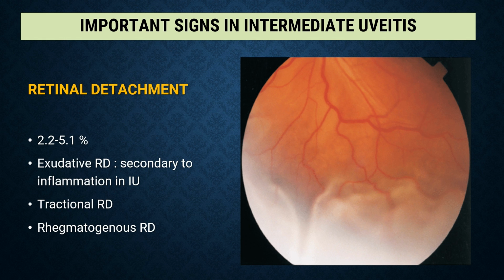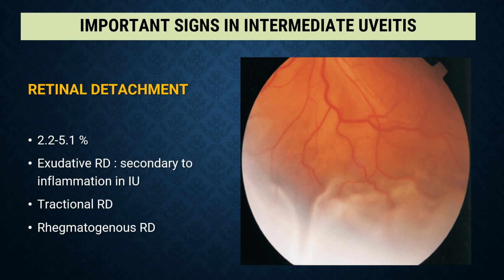Of course, we can also have retinal detachment. And what type of retinal detachment do we see in intermediate uveitis? The answer is all three types. So you can have exudative retinal detachment because we know there is so much exudation going on in intermediate uveitis in the periphery. So you can have exudative detachment.